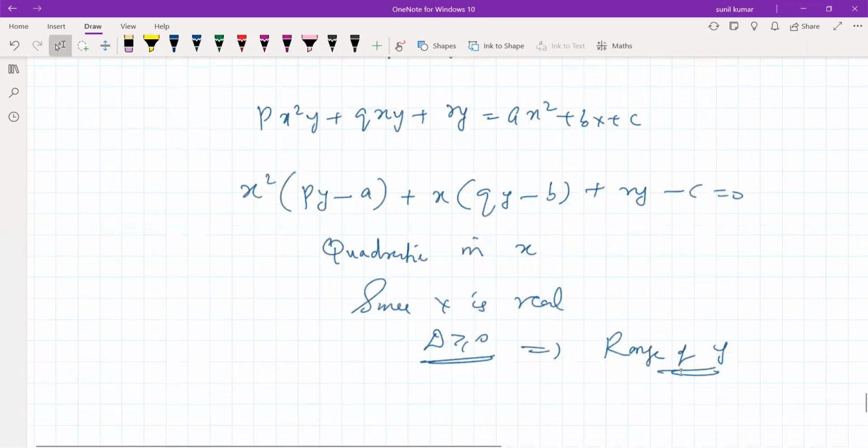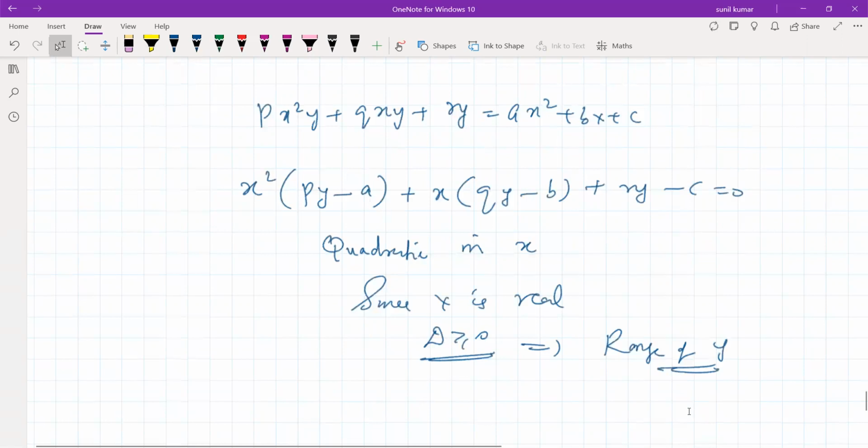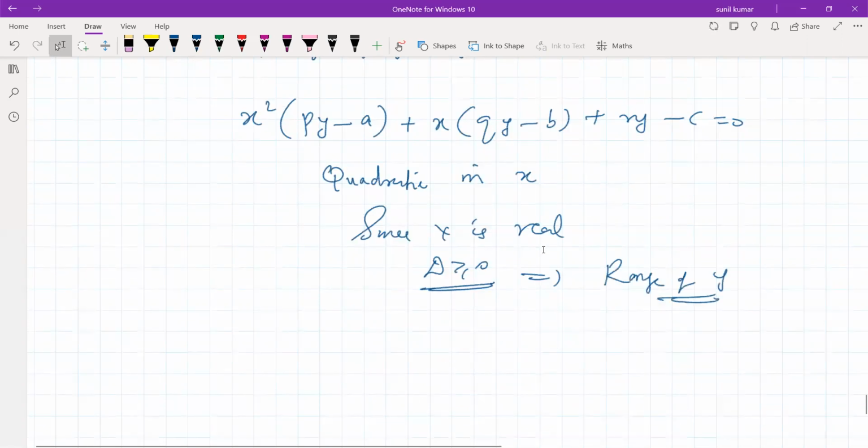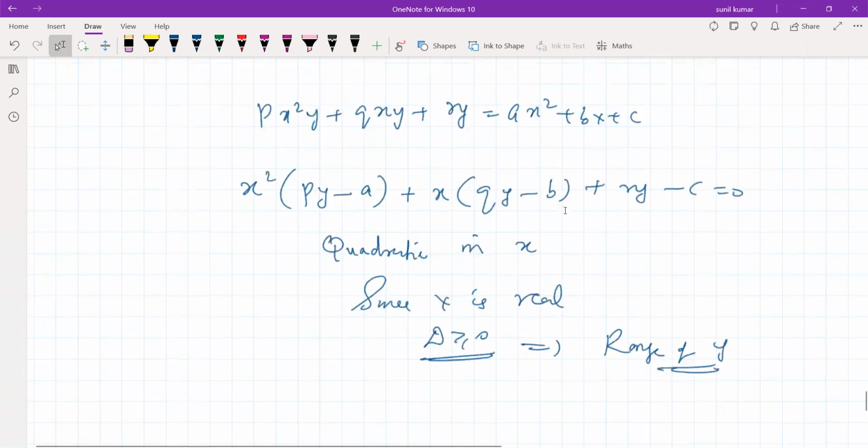Before x is real, what have you written? Since x is real, quadratic in x. Okay, since x is real, so discriminant is greater than or equal to 0. This is a little bit complicated concept.